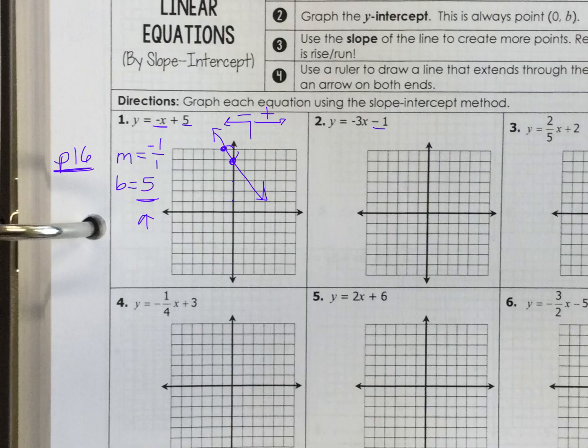All right, let's do the same thing for number 2. So I need an m and a b. b is negative 1. m is negative 3. I'm going to make it a fraction. So negative 1, this is where I start. And then I'm going to rise 1, 2, 3, and run negative 1.